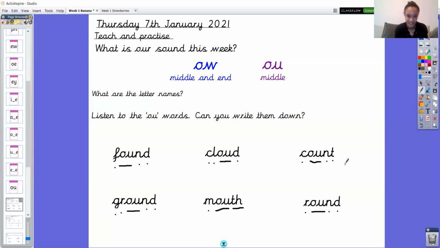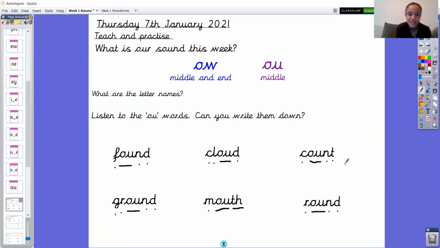Yesterday, I was super impressed to see children in Banana Group had more than one of the ow words in the same sentence. I love to see that. That always impresses me. So I wonder if anybody's going to do that. It's quite tricky, isn't it? Because you've got to see how they link, but I'll be really impressed if I spot any of those.